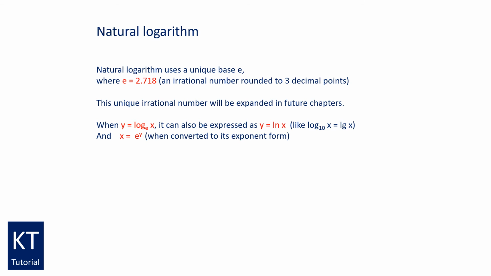One last but important note on logarithm is natural logarithm. It has a unique base e, with e taking on the value of 2.718 when rounded to 3 decimal places. This unique irrational number will be expanded in future chapters. For now, we need to know that y equals log x with base e can also be expressed as y equals ln x, and x is equal to e to the power of y when the log is converted to its exponent form.